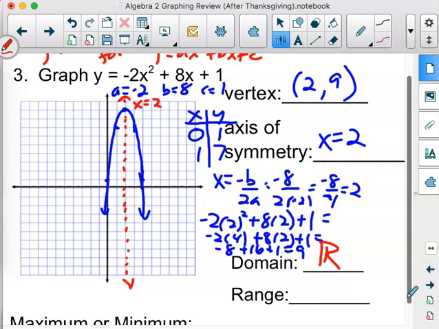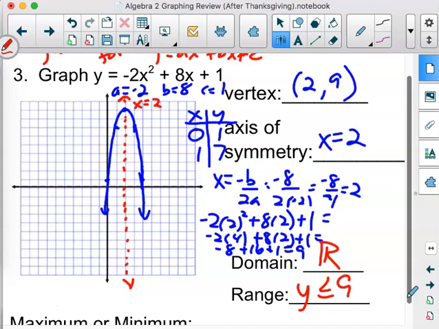Y is greater than or equal to, less than or equal to... What's our y value right here, Amos? That's 8. One more up. That was at 9. It was. So y is less than or equal to 9, because this one opens down.